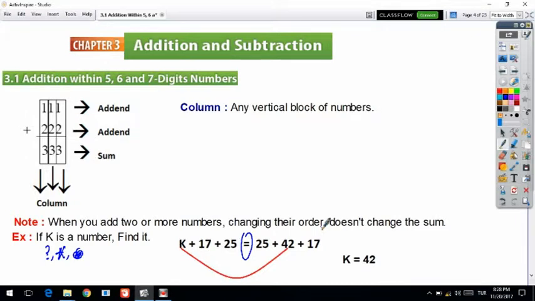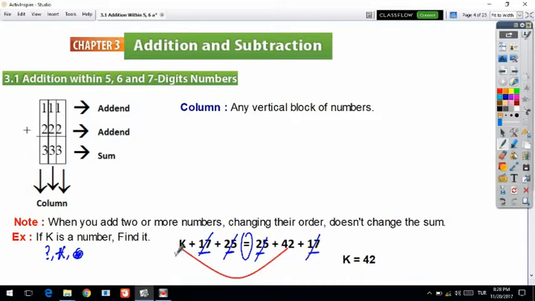Okay, now let's look at the numbers from the left side. There is 25. Is there any 25 on the right side? Yes. If there is, we can cancel them. Then let's look at another one. 17. Is there any 17 on the right side? Yes. So we can cancel them to get the answer.